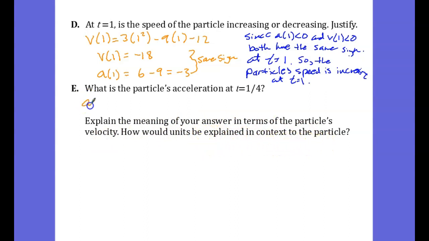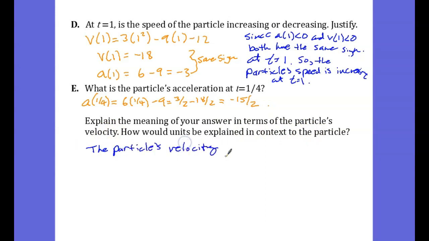Okay, well, a of 1/4 is equal to 6 times 1/4 minus 9, which is equal to 3 halves minus 18 halves, or negative 15 halves. Now, what does this mean in terms of the particle's velocity? So this means that the particle's velocity is decreasing at t equals 1/4. Why? Because the acceleration is negative.